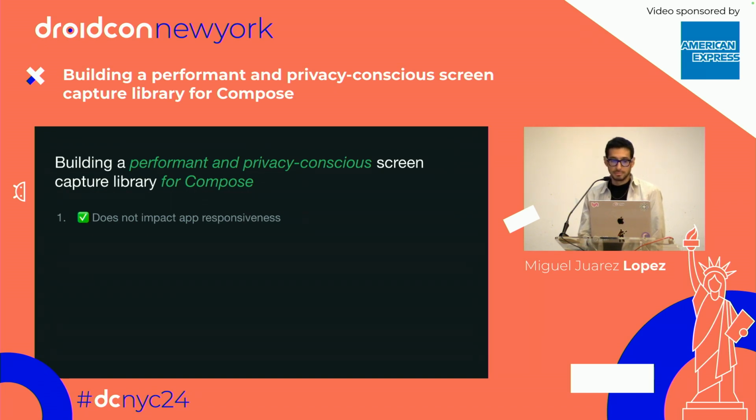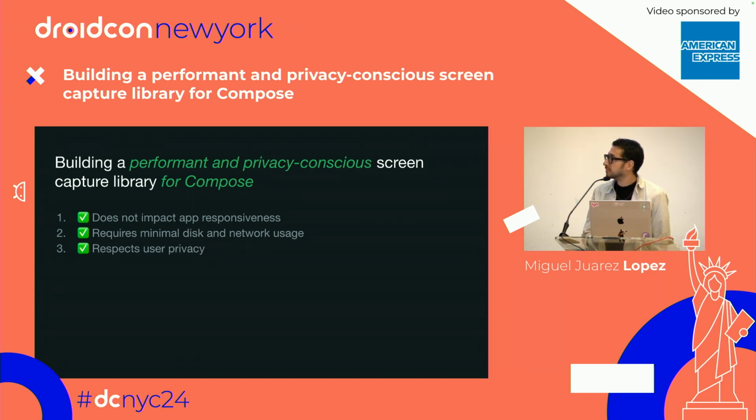we want to build something that has minimum impact on app responsiveness, also minimal impact on your disk and network usage, respects user privacy, is not invading people's privacy, and last but not least, it should work both with traditional views as well as compose views.